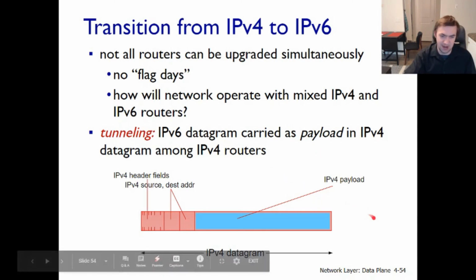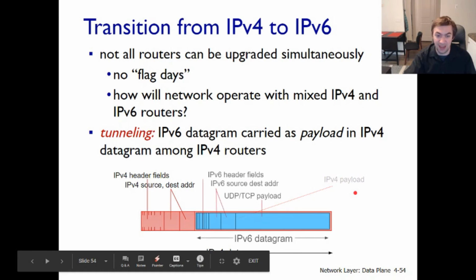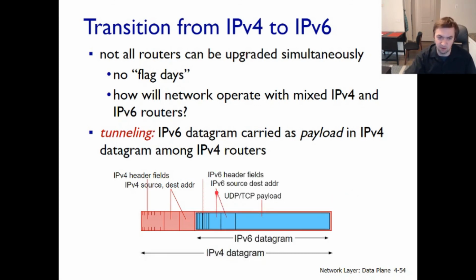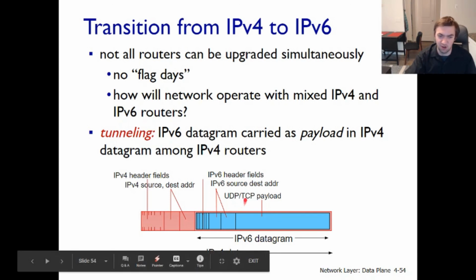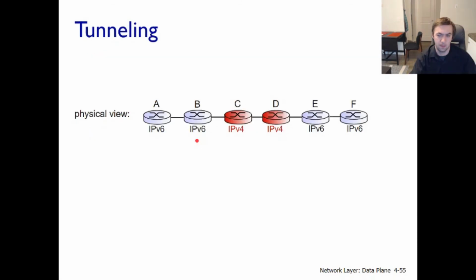So here we can have an IPv4 datagram where it has its header field, source, destination address, and so on. And this blue section here is the payload, but that payload can be an IPv6 datagram, which has its own header fields, its own source, destination address, and payload as well. So a datagram inside of a datagram. Let's take a look at what tunneling looks like, both from a physical and a logical point of view.